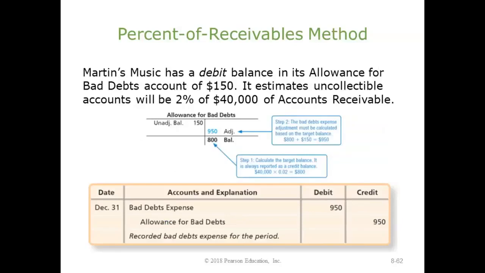Now, on the percent of receivables method, sometimes you may have a debit balance in your allowance for doubtful accounts. And in this case, Martin's Music has a debit balance of $150. Now, it says that the uncollectible accounts will be 2% of $40,000 of accounts receivable, so we should have a credit balance of $800 at the end of the period. Since we have a debit balance of $150 and we need a credit balance of $800, we're going to have to add the $150 to the $800 to get it to a credit balance. So we're going to have to make an adjustment out there. So we're going to debit bad debt expense for $950 and credit the allowance for bad debts $950 also.